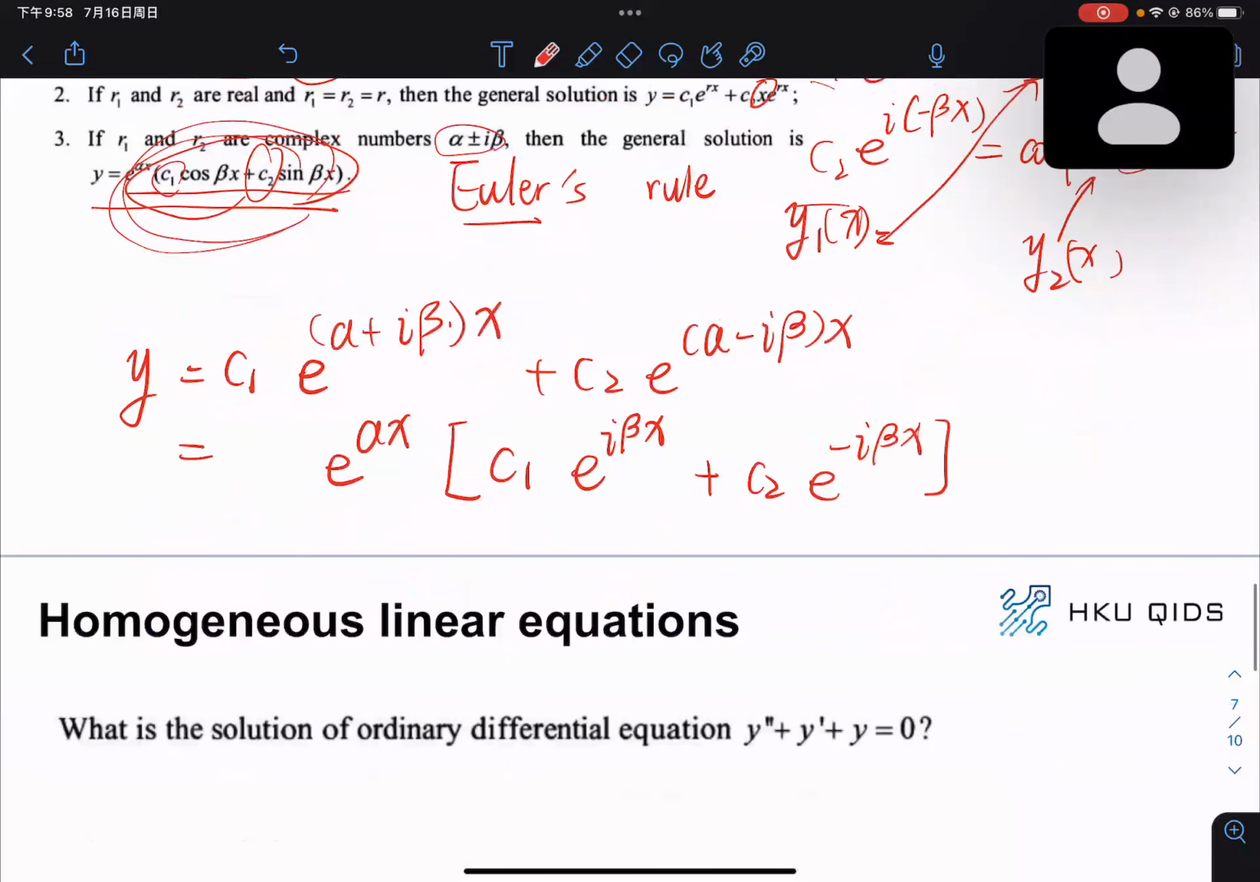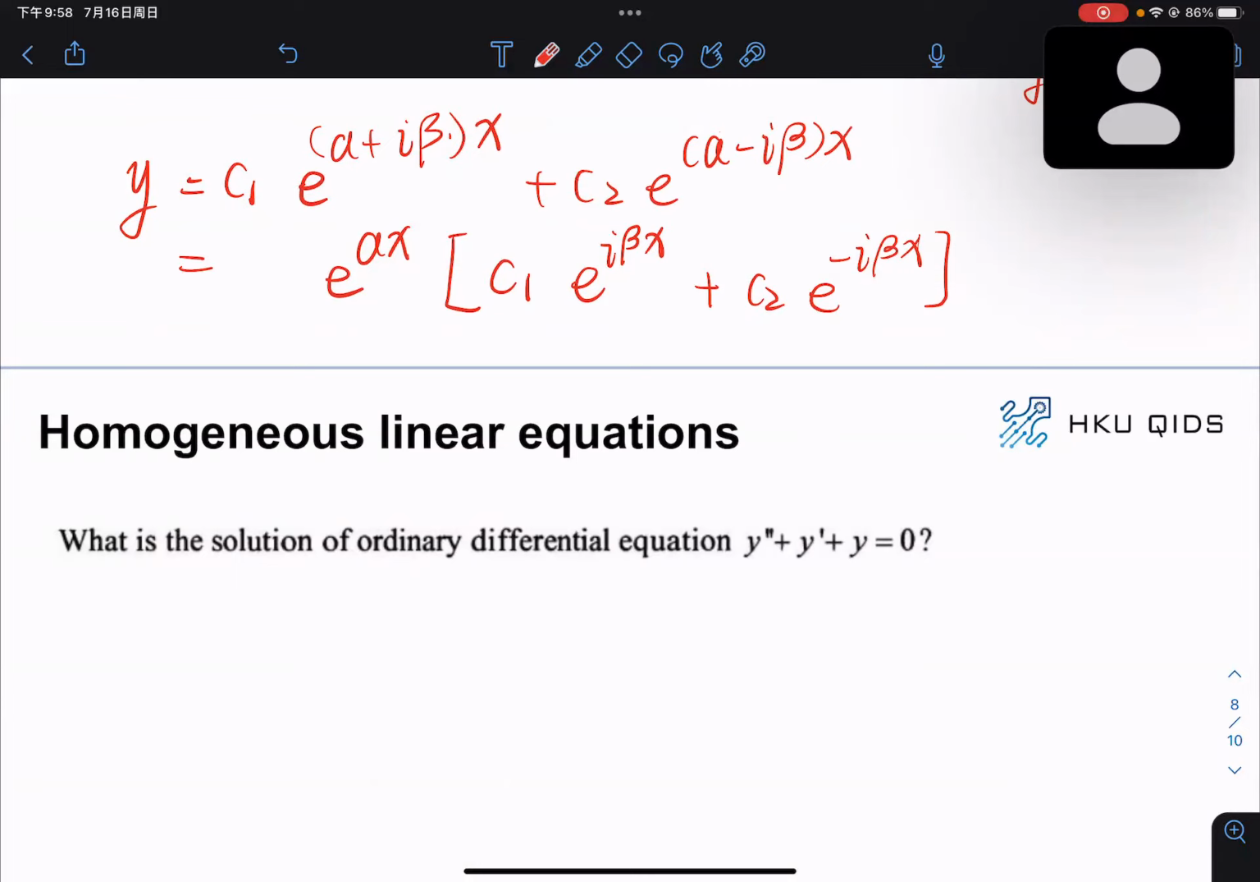So let's now see a real question about this homogeneous linear equation. So what's the solution of this one? First, we need to find the characteristic equation. This is going to be x squared plus x plus 1 equal to 0. This is going to be its characteristic equation. And then b squared minus 4ac is going to be 1 minus 4 equals -3. So it is related with complex numbers.